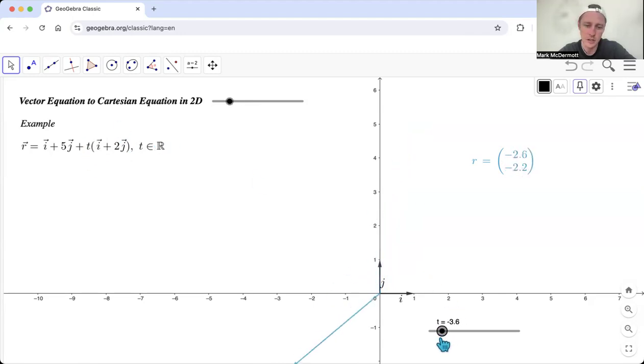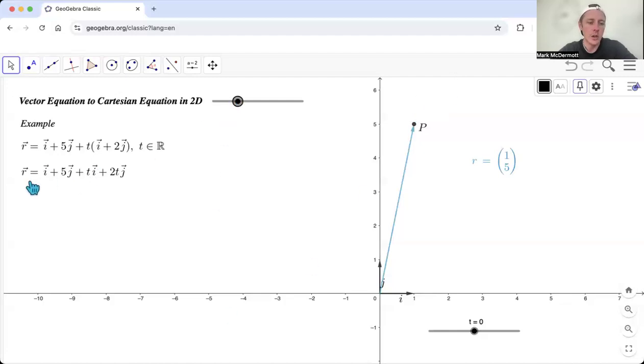As we change t, we can see that the point P traces out, hopefully, a linear line. It might be a bit hard to see that it's on a line, but I can guarantee you that it is. If we put that back to there for now, we can see that the vector r is just equal to the vector pointing to the point (1, 5). Now we're going to convert this to a Cartesian equation. We want to know the equation of the line.